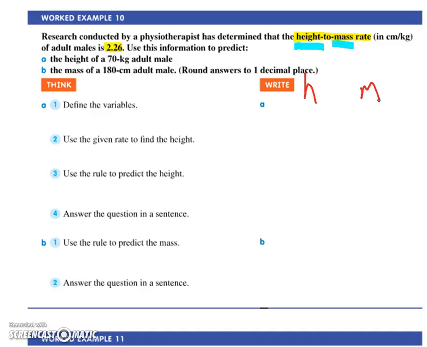Yep. H is directly proportional to M. Height is directly proportional to mass. Don't close the tail off. It's alpha. Yes, it's alpha. It's the Greek letter alpha.